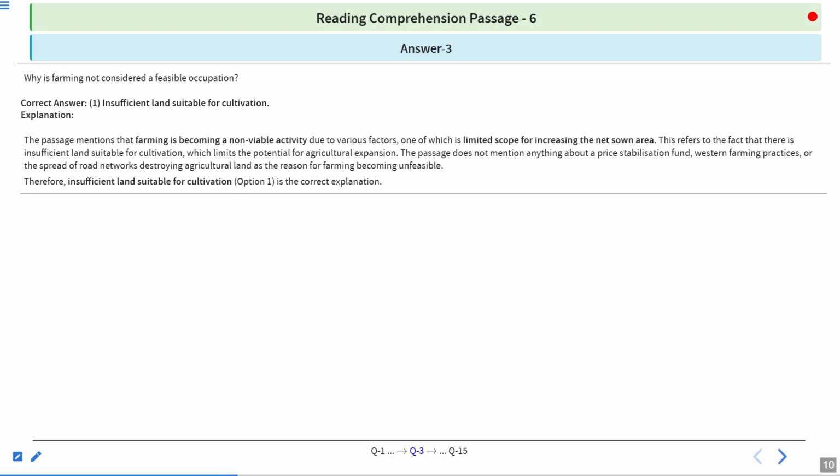And the explanation is the passage mentioned that farming is becoming a non-viable activity due to various factors, one of which is limited scope for increasing the net sown area. This refers to the fact that there is insufficient land suitable for cultivation, which limits the potential for agriculture expansion. The passage does not mention anything about a price stabilization fund, Western farming practices, or the spread of road networks destroying agricultural land as a reason of farming becoming unfeasible. Therefore, insufficient land suitable for cultivation, option 1, is the correct explanation.